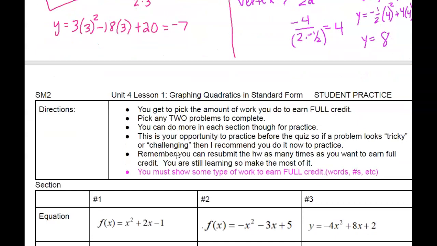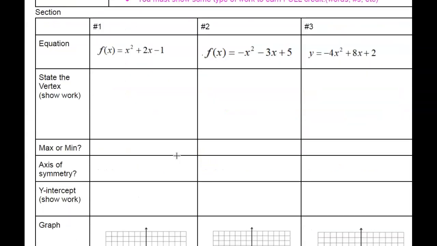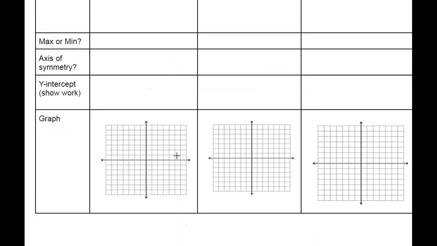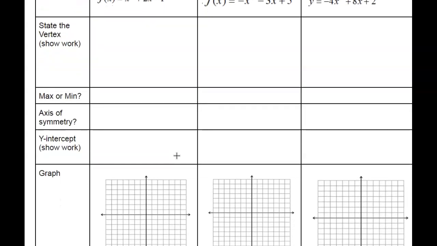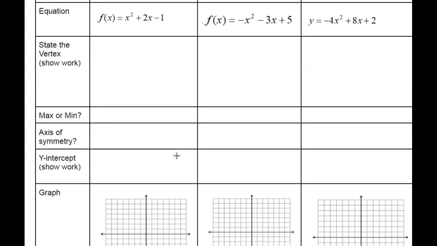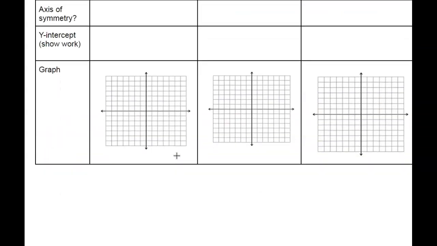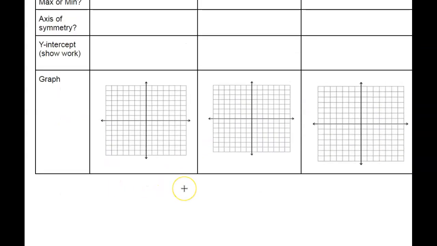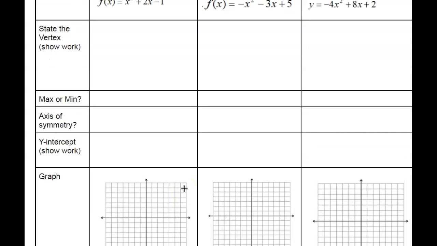All right, so I give you student practice, and I want you to do any 2 problems out of these 3, okay? So please go ahead and show some work. If you need more room, remember you're writing this on paper, so go ahead and just use room under it, okay? All right, good luck. Let me know if you have any questions.